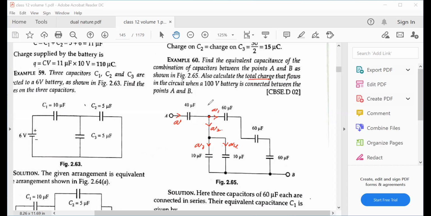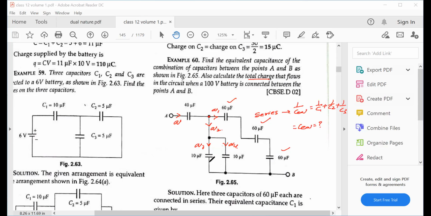In this circuit, the same charge Q1 is flowing through three capacitors. So these three capacitors are in series connection. The formula for the series connection is 1 by C equivalent is equal to 1 by C1 plus 1 by C2 plus 1 by C3. And you'll get a C equivalent for this relation for the three capacitors.